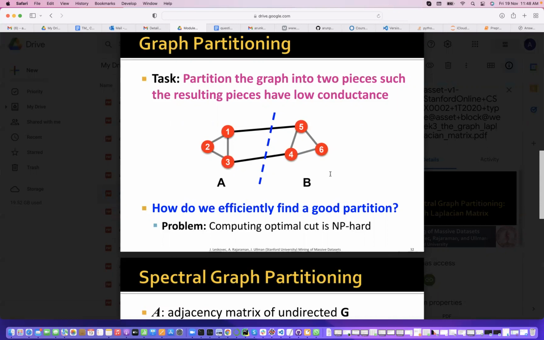Any idea? What is the brute force approach? Find conductance for every cut and take the minimal conductance. That is NP-hard, which means computationally it is not feasible, even if you take so many machines and parallelize the algorithm. That is the meaning of NP-hard. Its complexity is exponential.